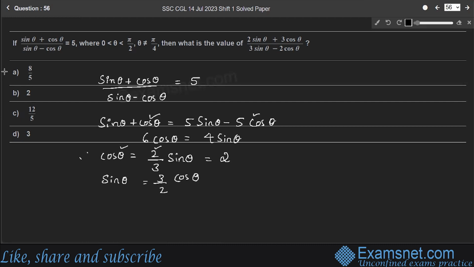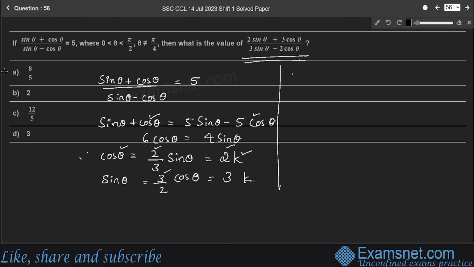So 2 times sine theta by 3, we'll consider this as 2k. K is a certain value, right? So it is a multiple of 2 here. So 2 times k, and we'll write sine theta as 3 times a value. Let it be again k, cos theta by 2, right? Therefore, we need to find this value.